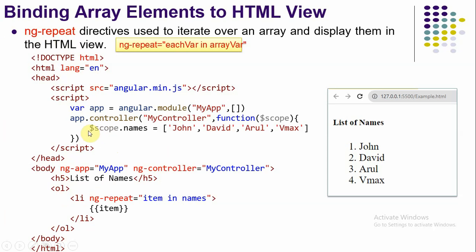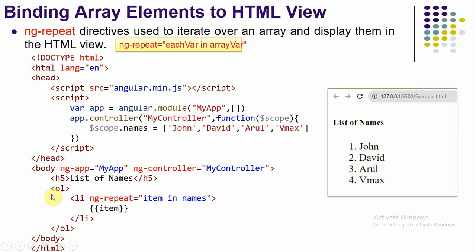So here I have created $scope dot names equal to John, David, Arul, Vmax. So I want to display like this: 1 is John, 2 is David, 3 is Arul, 4 is Vmax. So to display like this is actually an ordered list. Every item is actually a list item, right? So we have to repeat the list item.